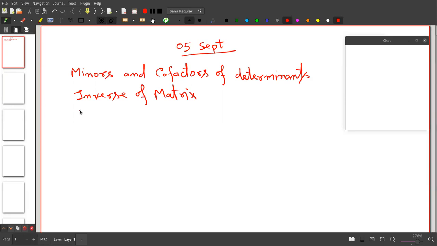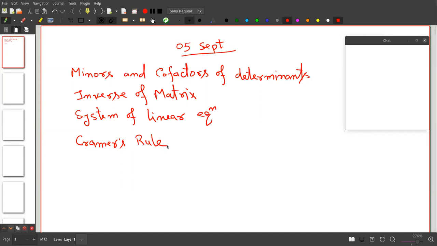System of linear equations. Then we'll go to solving system of linear equations by Cramer's rule. Then we'll do Gauss elimination method to solve system of linear equations. Then we'll do Gauss-Jordan method of finding inverse.